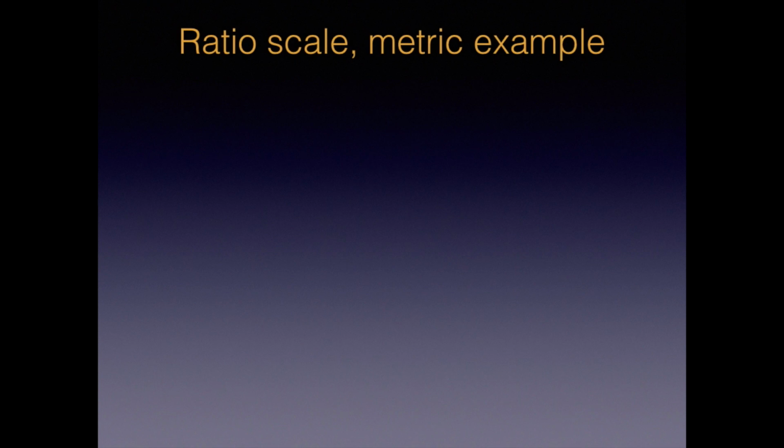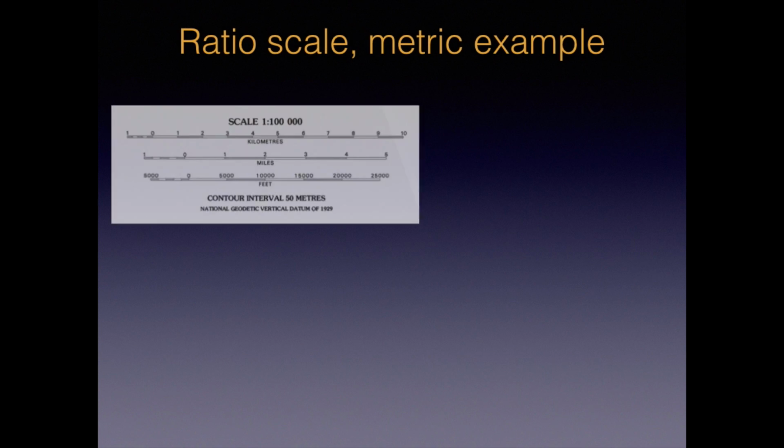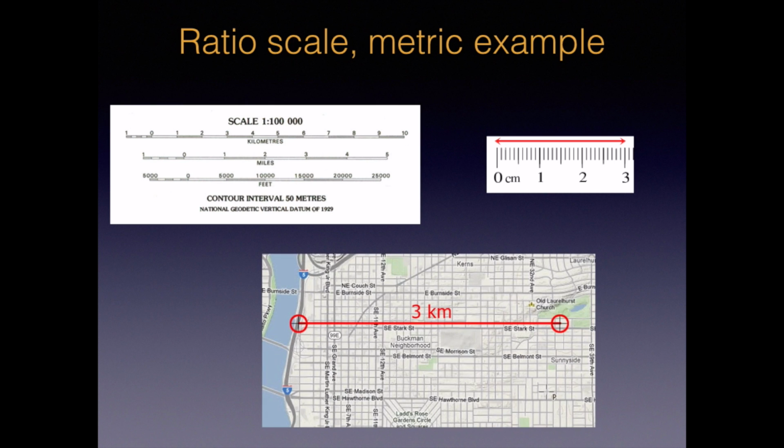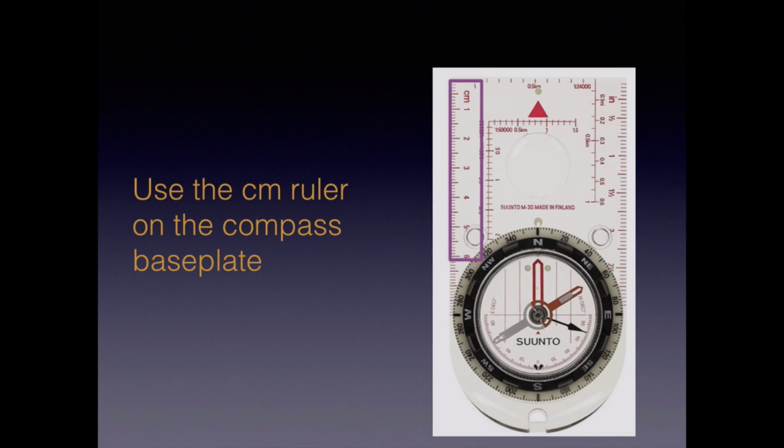Let's apply this to a real map. Here we have a ratio scale of 1 to 100,000. On our map, we measure 3 centimeters between points. This gives us a real-world distance of 3 kilometers on the ground. To measure centimeters on your map, use a centimeter ruler that's hopefully on the base plate of your compass.